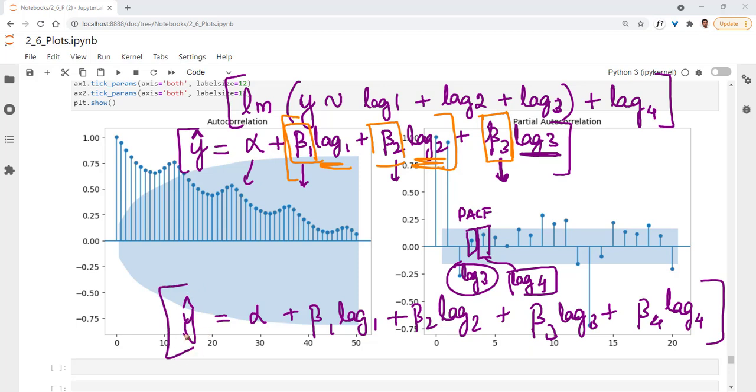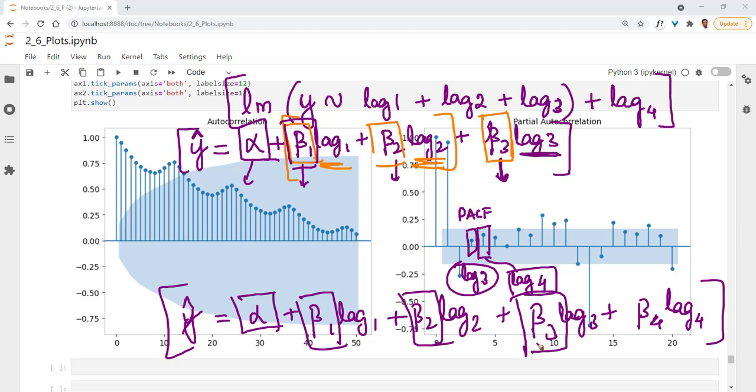Now, a key thing to note here is that the values of alpha in this equation and this equation are not the same. I wouldn't say they are vastly different, but they are likely not going to be the same. Likewise, beta 1 in this equation is not equal to beta 1 in the other equation. The same goes for beta 2 and beta 3. Their values will change because we have introduced a new variable into the equation. After including it, the value of beta 4 is nothing but this, and the value of beta 3 here is nothing but this.